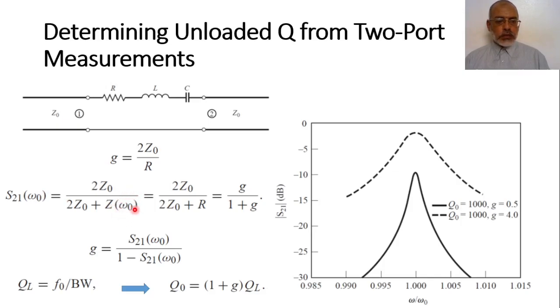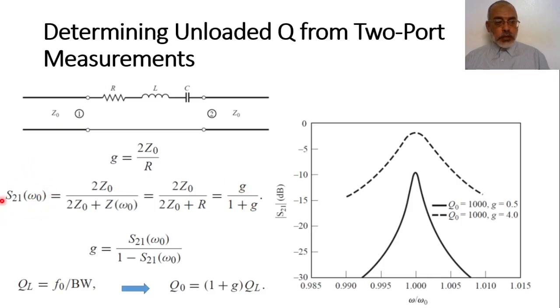At the center frequency, or at the resonant frequency, the value of Z of omega would be R, because at resonance, the input impedance of the series RLC circuit is directly R. Now, the transmission coefficient at the center frequency is 2Z naught over 2Z naught plus R. And we know that the coupling coefficient is 2Z naught over R. So, by dividing both the numerator and the denominator by R, we can rearrange this transmission coefficient as 2Z naught over R over 2Z naught over R plus 1, or in other words, G over 1 plus G. Okay?